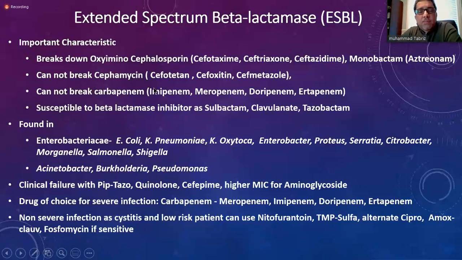So normally, as you go from first, second to third generation, you retain third generation cephalosporin for gram-negative activities. Here, it's not following the rule. It is resistant to third generation, but sensitive to second generation. That's the odd thing here, right? That's how you start thinking about whether this bacteria is producing ESBL or not.